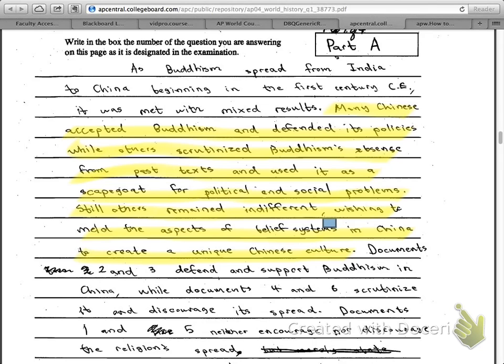And then she says, documents 2 and 3 defend and support Buddhism in China, while documents 4 and 6 scrutinize it and discourage its spread. Documents 1 and 5 neither encourage nor discourage the religion's spread. My mouse got lost here.